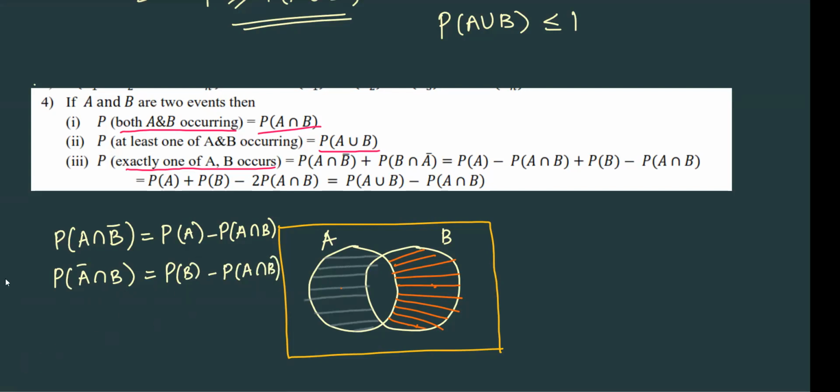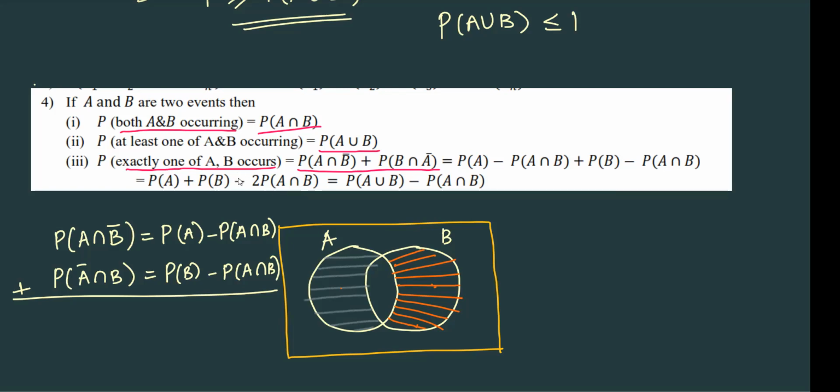So when we add these two, adding these two, we get this result. P of A intersection B bar plus P of B intersection A bar is P of A minus P of A intersection B plus P of B minus P of A intersection B, which is P of A plus P of B minus 2 P of A intersection B.